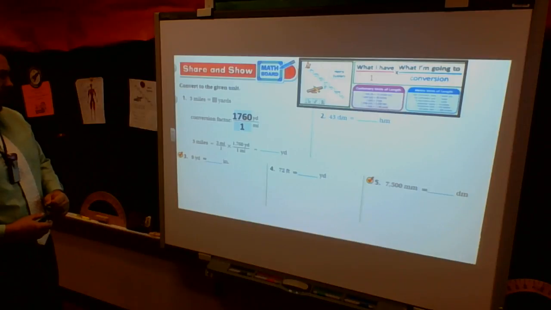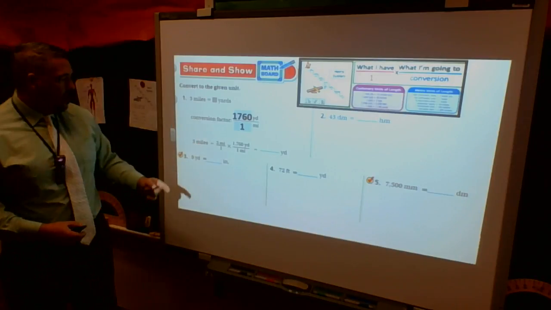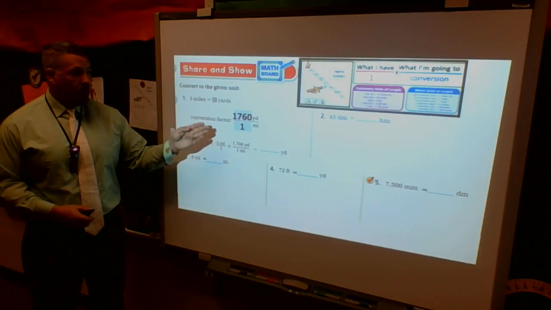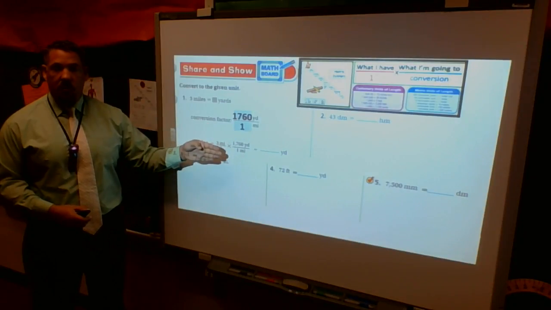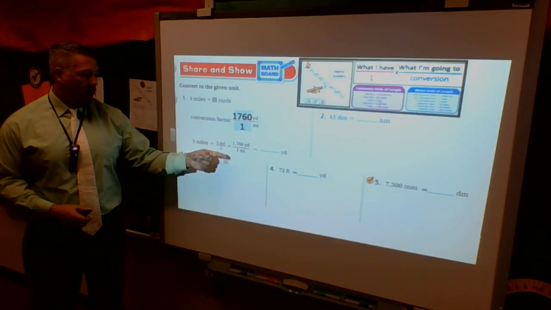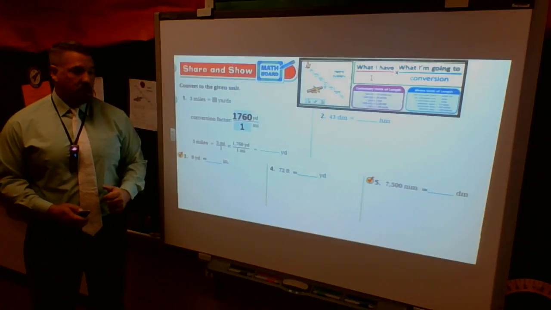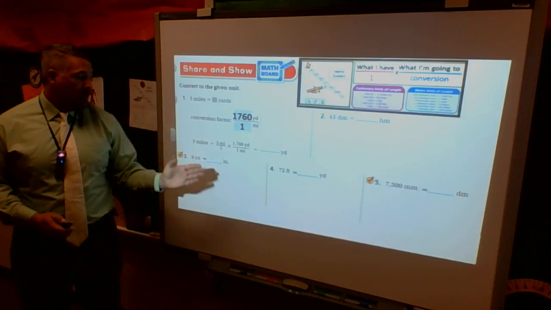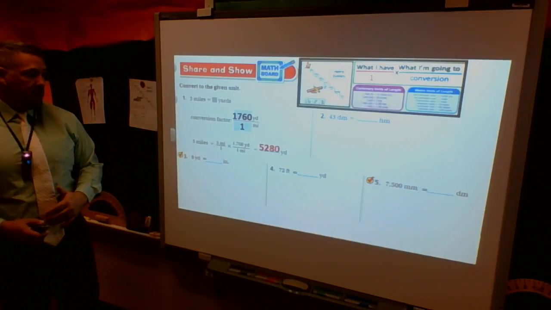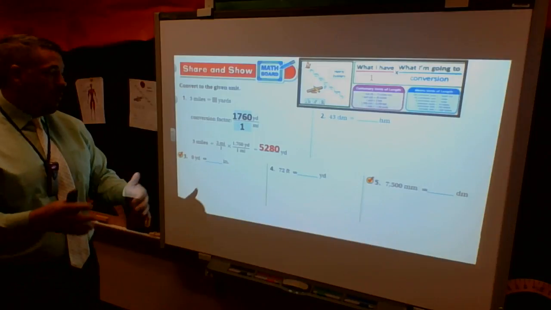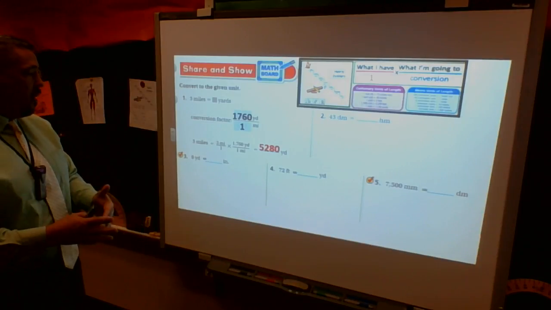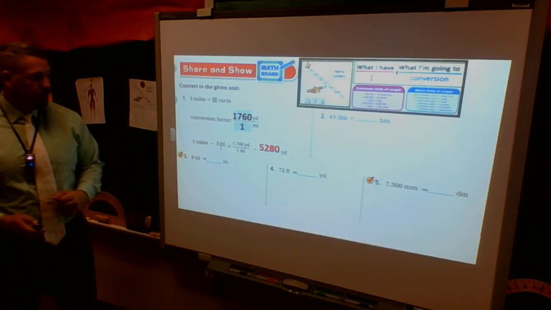All right, so now what do we have here? Well, we have the setup. I have 3 miles. I have to have the yards at the top, 1,760 yards over 1 mile. That allows me to reduce my miles labels, and therefore I'm just left with my final step as multiplication. So 3 times 1,760 gives me 5,280 yards. 5,280 yards is the same as 3 miles.